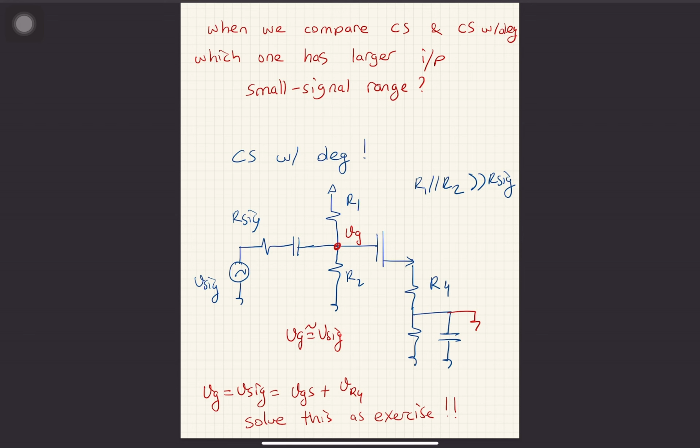Okay, I'm stopping here for this part of the course. In the next part, we will start bipolar transistor, single transistor amplifiers.